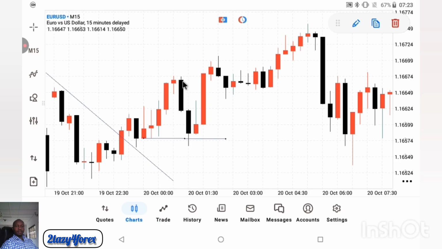So you need a black to come, no red between it, just a black to come close below it and create a lower low. If it doesn't happen like that, the next red you have, you move your trend line to that red. If it's another consecutive, you leave it there.